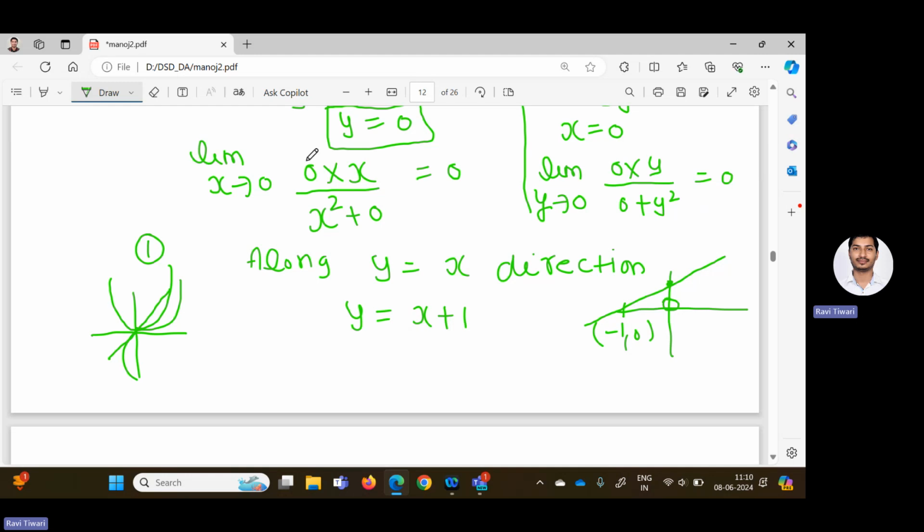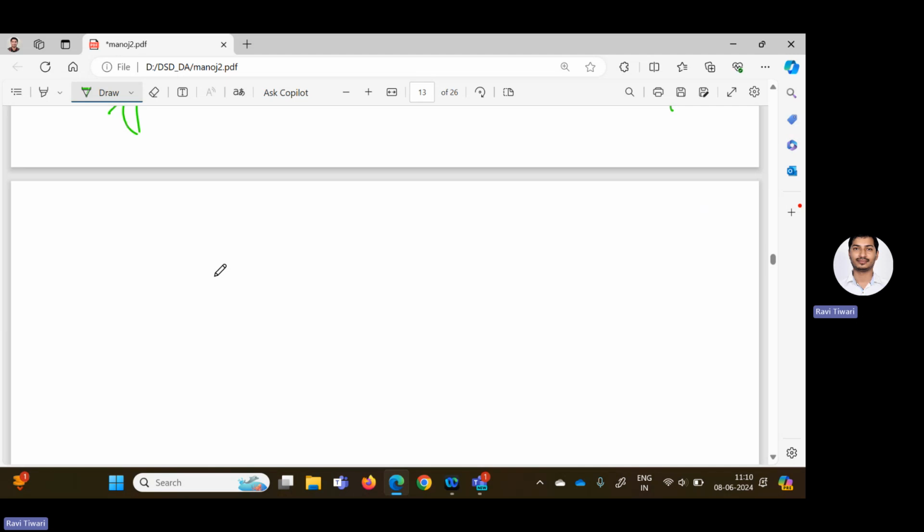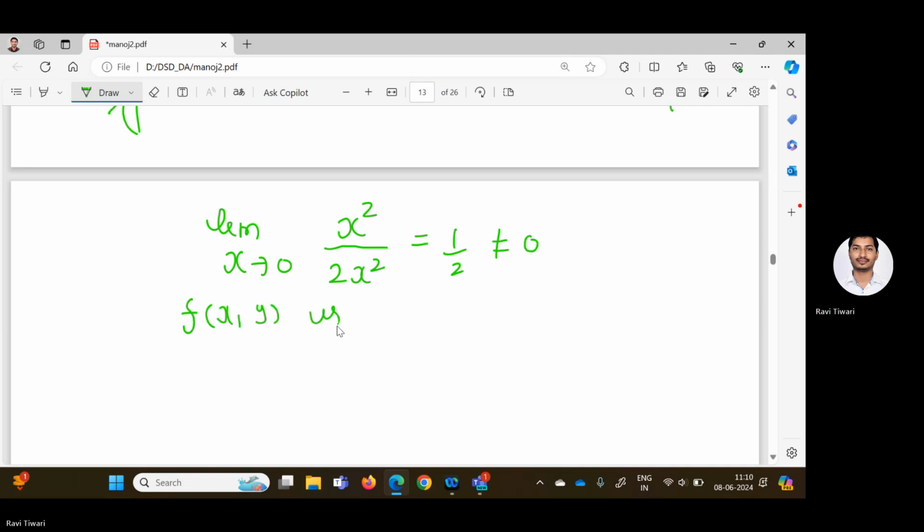So along y equal to x direction, what will be the limit? Limit x tending to 0. Now y we have taken as x, so x into x square, divided by 2x square, which is equal to what? 1 by 2. 1 by 2 is not equal to 0. So we can say f(x, y) is not continuous at (0, 0). Why? Because limits are different along different directions. So this function is not continuous.